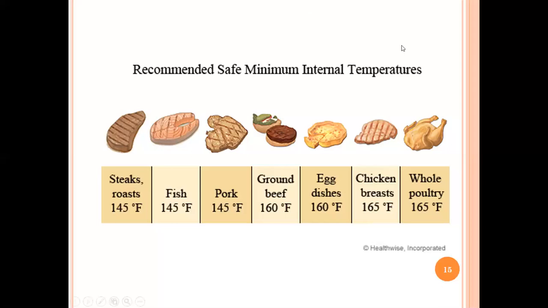And what temperature should be used? As mentioned in this picture, you can see that the maximum temperature should be used when cooking whole poultry or chicken breast, a big piece of poultry or chicken, to kill all the bacteria.